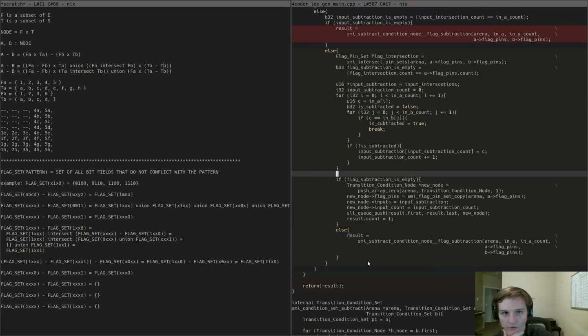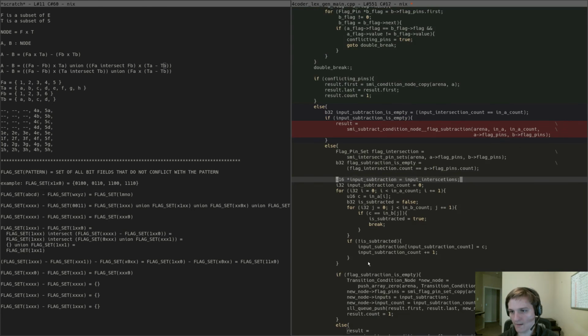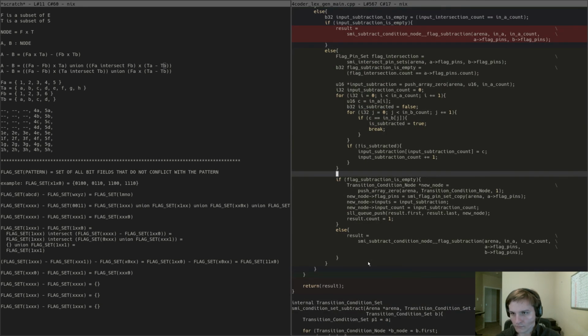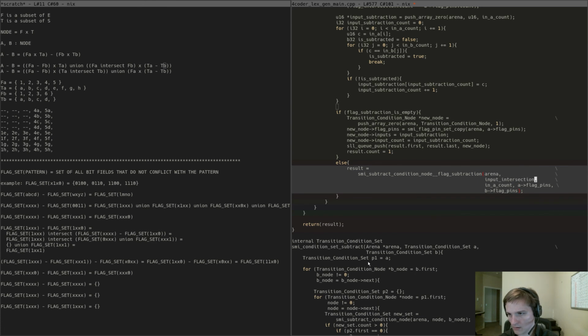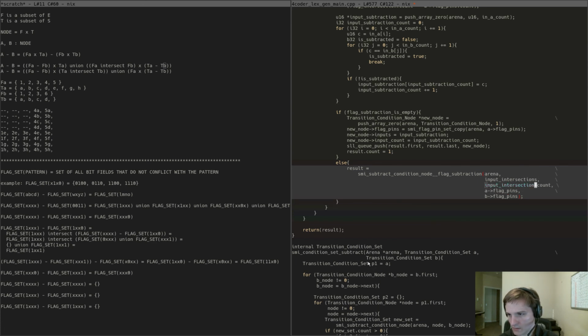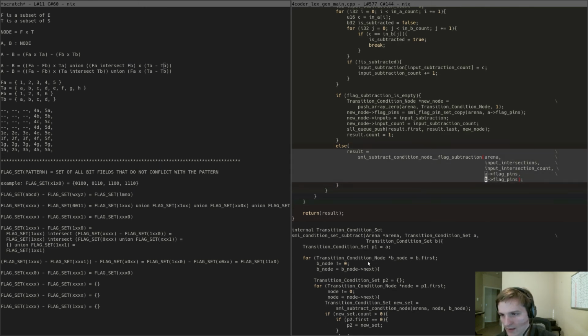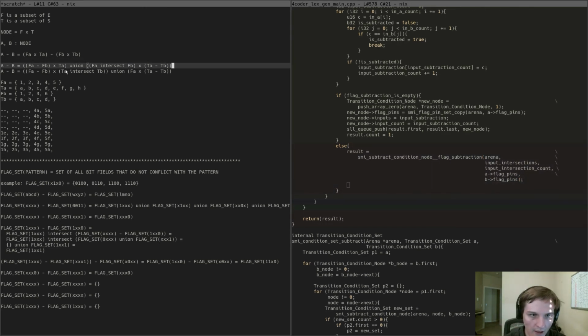Oh, I trampled over the intersection memory. I can't do that. I do need to push a separate copy on here. That way, when it comes time to call this, I can pass it the input intersection and the input intersection count, right? And then I want to pass it those two flag pins, and great. So that gives me this portion. Then I just need to union that on.